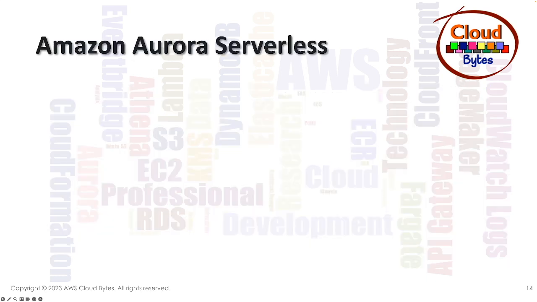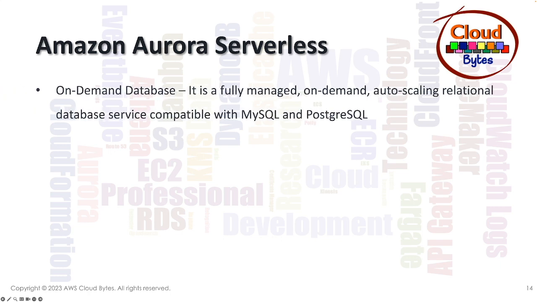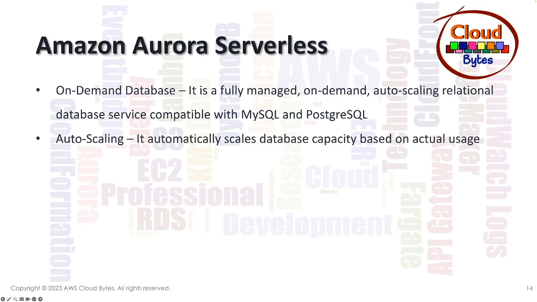Let's talk about Amazon Aurora Serverless. First of all, Aurora Serverless is basically an Amazon Aurora database, which is a MySQL and PostgreSQL compatible relational database, and serverless is just a serverless version of that particular database. It has features like it's a fully managed, on-demand, auto-scaling relational database compatible with MySQL and PostgreSQL. Auto-scaling is one of the key features. It automatically scales database capacity based on the actual use.